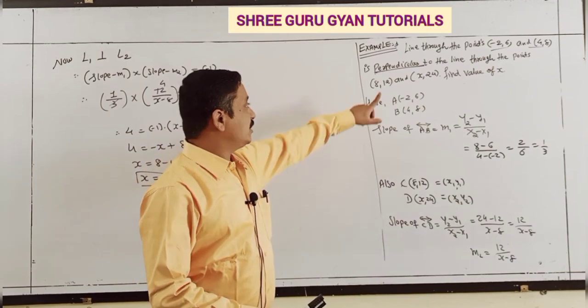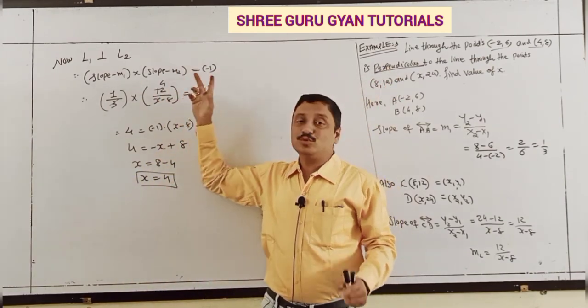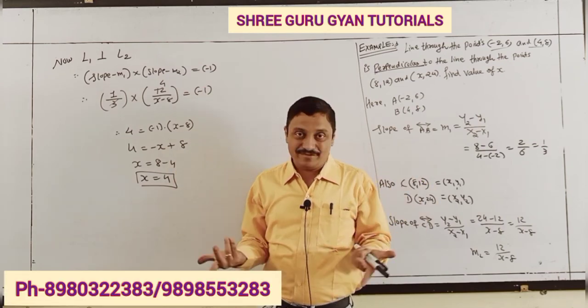Students, if the question says parallel instead of perpendicular, then I will take M1 and M2 both slopes equal and calculate. A different answer comes.